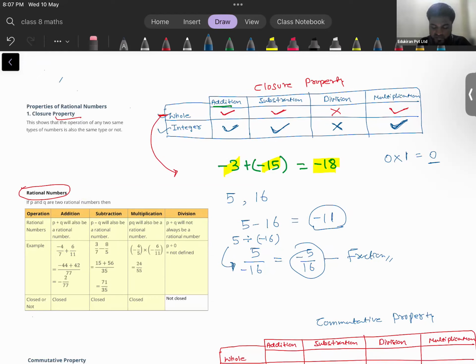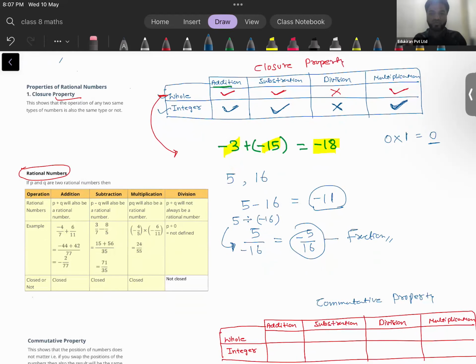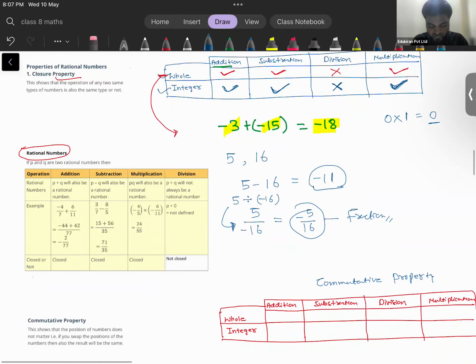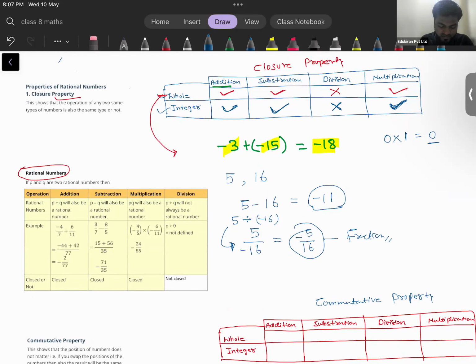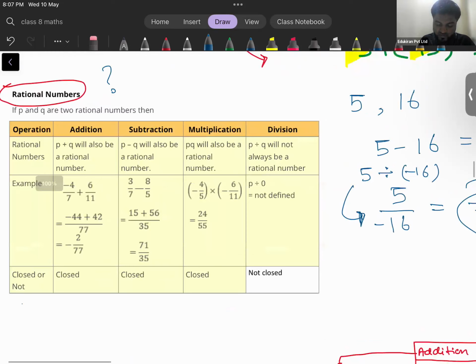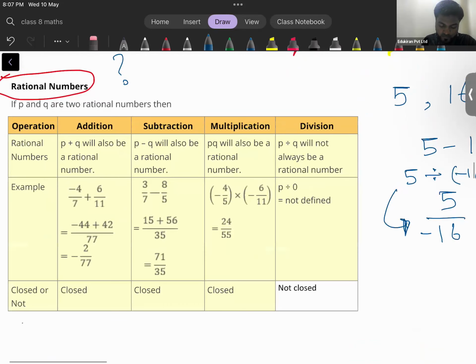Okay. So these are the basic things which you will be requiring in almost every chapter, or in class 9th as well. Now, if I talk about closure property, whether it is being followed by rational numbers or not. Let's look at the table here. We will see whether addition, subtraction, multiplication, and division are following the closure property for rational numbers or not.